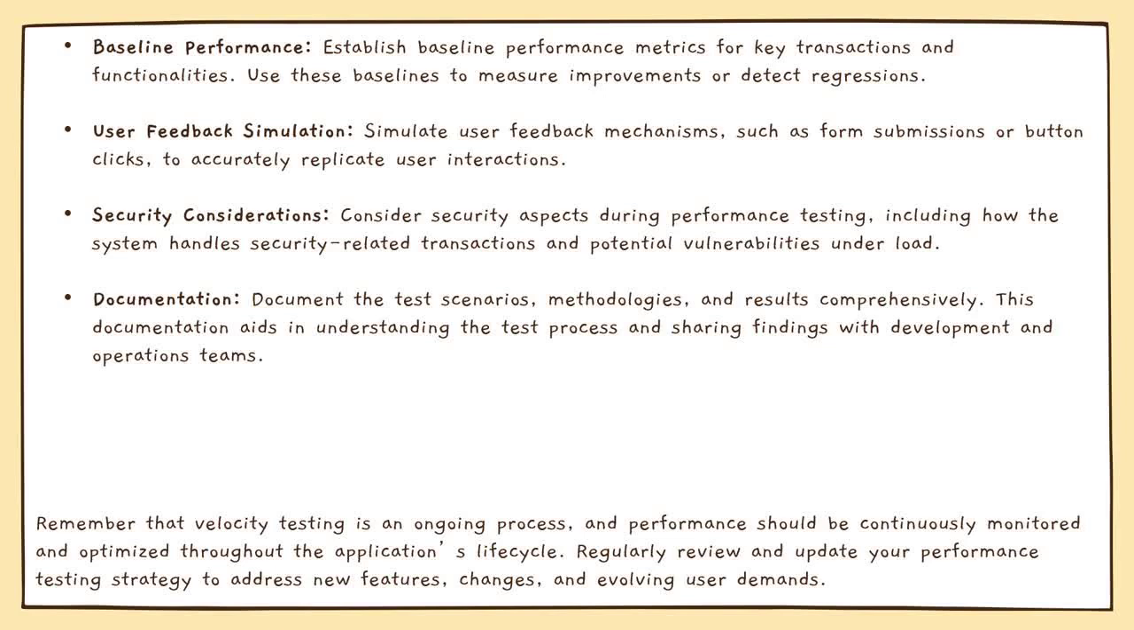Documentation. Document the test scenarios, methodologies, and results comprehensively. This documentation aids in understanding the test process and sharing findings with development and operations teams. Remember that velocity testing is an ongoing process, and performance should be continuously monitored and optimized throughout the application's lifecycle. Regularly review and update your performance testing strategy to address new features, changes, and evolving user demands.